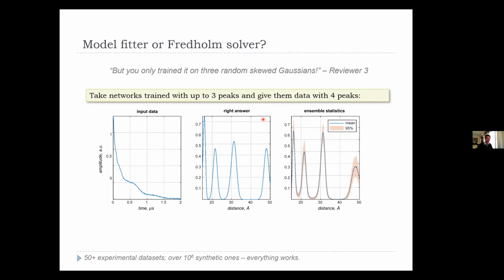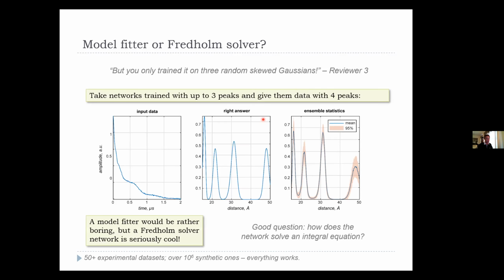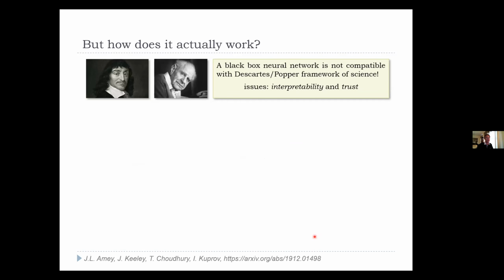The network apparently was solving honestly and diligently what is Fredholm's equation of the first kind. Now, that's weird, right? A model fitter would be boring. A database lookup would be boring. But from what we saw, the network was actually evolving itself to solve a partial differential equation, integral differential in this case. So it's a Fredholm solver. So the good question is, how does it actually solve an integral equation? And this is where interesting things begin.